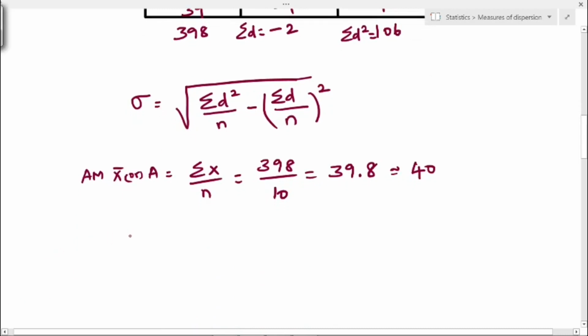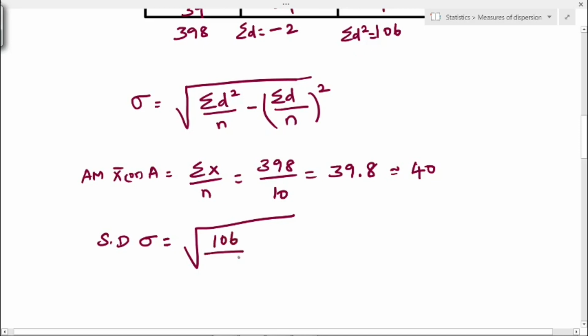So now standard deviation, that is sigma equal to square root of, so first summation D square. Okay, this is summation D square, and here we have summation D by n the whole square. So these two are different, right? So first we will substitute summation D square value. So summation D square is 106.